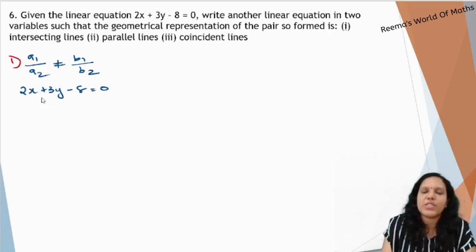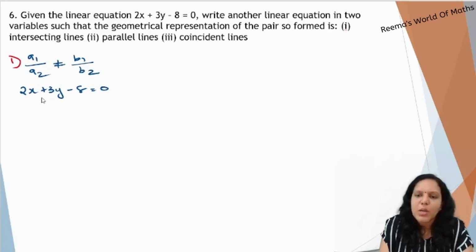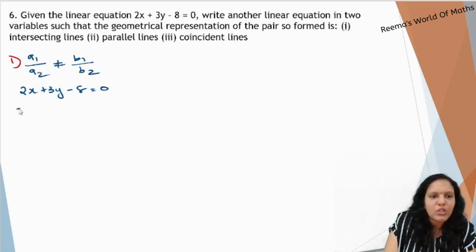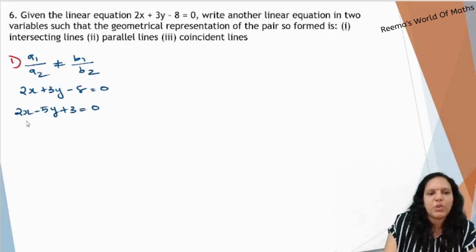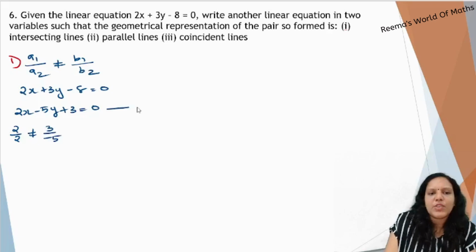Let's find another equation where a1 by a2 is not equal to b1 by b2. Very simply we can write 2x minus 5y plus 3. Let's just imagine any equation where a1 by a2 is not equal to b1 by b2. Let's verify: a1 by a2 here is 2 by 2, which is not equal to 3 by minus 5. So this can be the second equation in the first case, for which we will have intersecting lines.